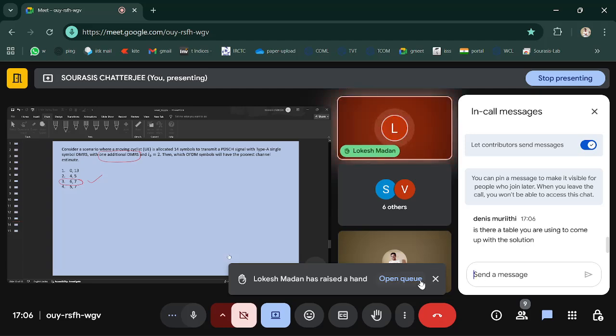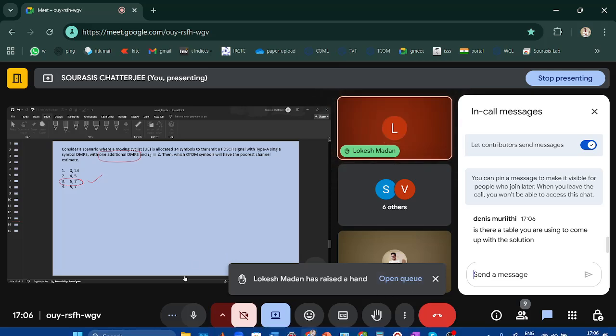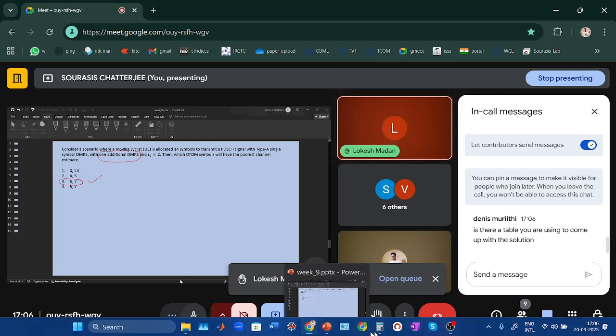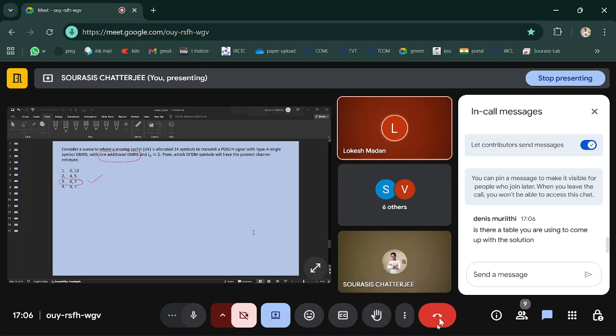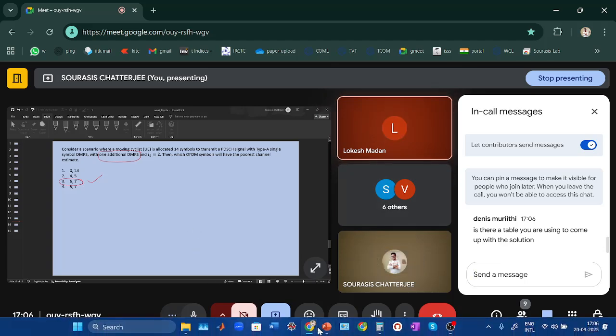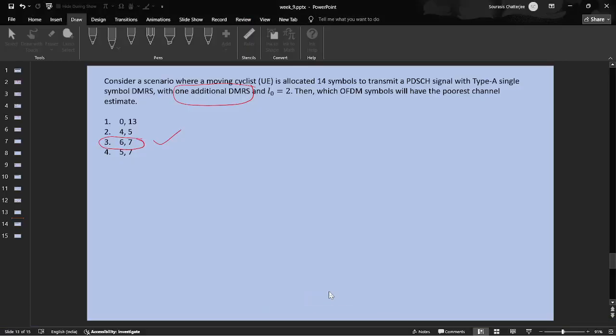I have a doubt on one question in the assignment. Yeah, sure. There is a question on DMRS. DMRS is used to find the position of the user, true or false.